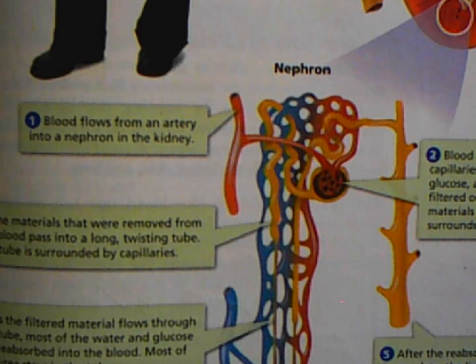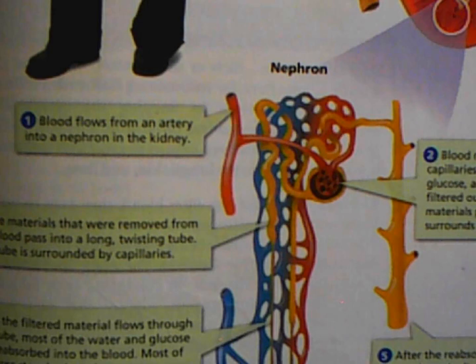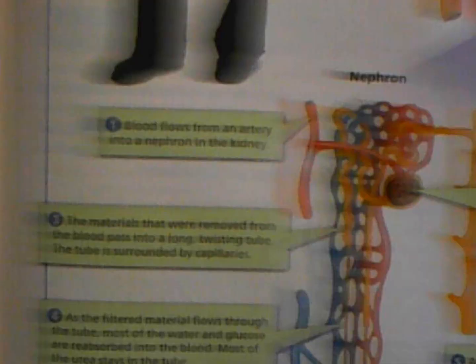By the way, one of the structures of the nephron is this capsule here, full of capillaries. Remember that capillaries are tiny blood vessels. So here the blood is filtered. As you see, let me show you. Okay, here.